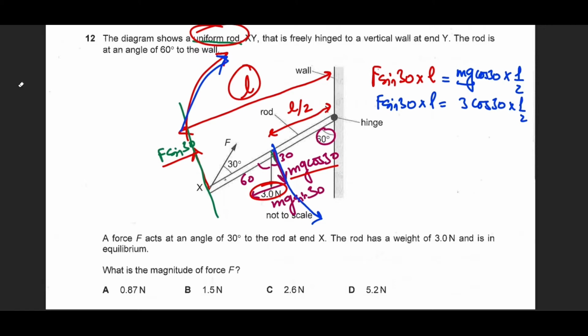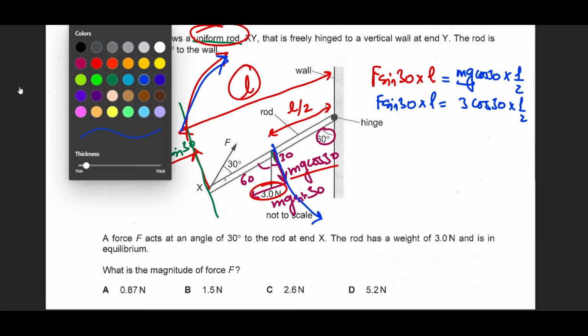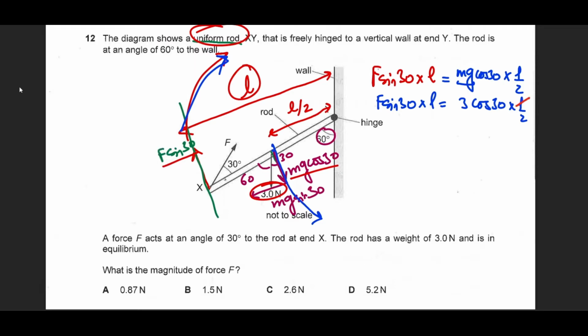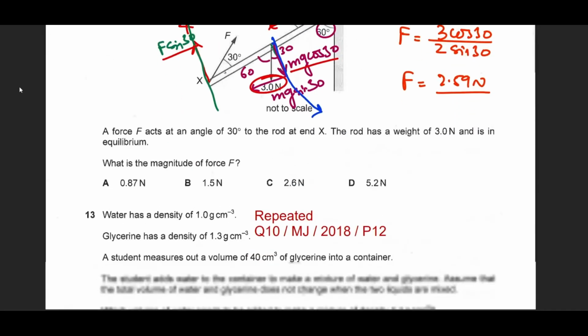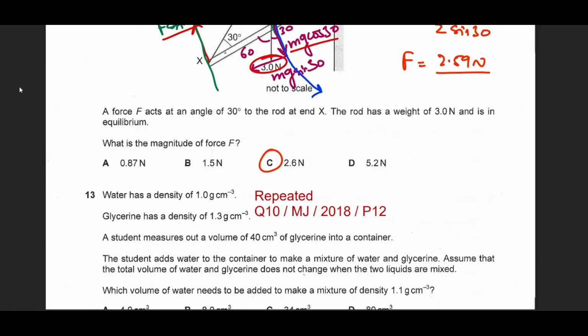L by 2 gets cancelled out, right? So L and L cancel out. We want to find F. So this F is equal to 3 cos 30 divided by 2 sine of 30. When you solve this, this F comes out as 2.6, 2.59 to be exact, 2.59 newtons if you take the full values. So this will become 2.6.